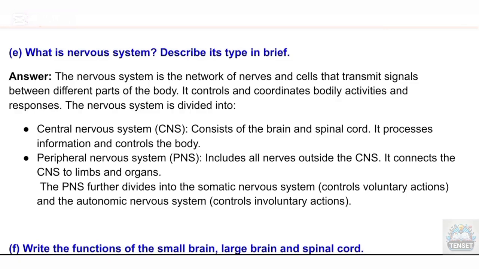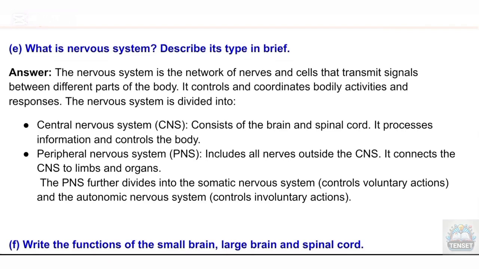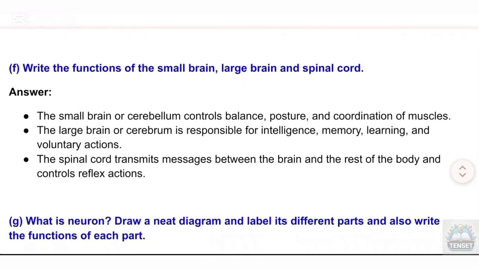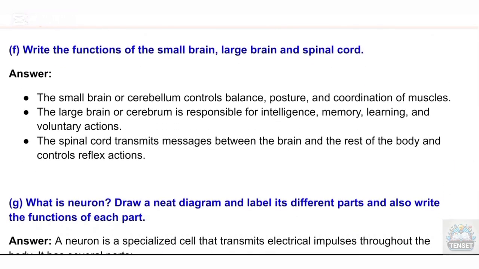Peripheral nervous system, PNS, includes all nerves outside the CNS. It connects the CNS to limbs and organs. The PNS further divides into the somatic nervous system, which controls voluntary actions, and the autonomic nervous system, which controls involuntary actions. F. Write the functions of the small brain, large brain and spinal cord. Answer. The small brain or cerebellum controls balance, posture, and coordination of muscles. The large brain or cerebrum is responsible for intelligence, memory, learning, and voluntary actions. The spinal cord transmits messages between the brain and the rest of the body and controls reflex actions.